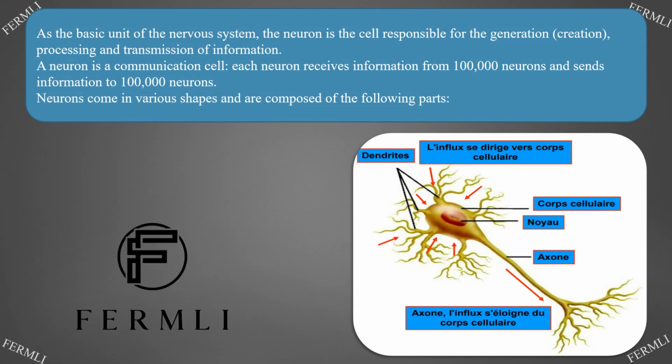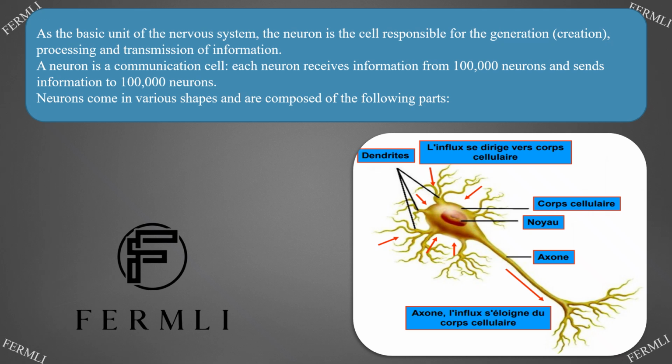As the basic unit of the nervous system, the neuron is the cell responsible for the generation, creation, processing and transmission of information. A neuron is a communication cell. Each neuron receives information from 100,000 neurons and sends information to 100,000 neurons.